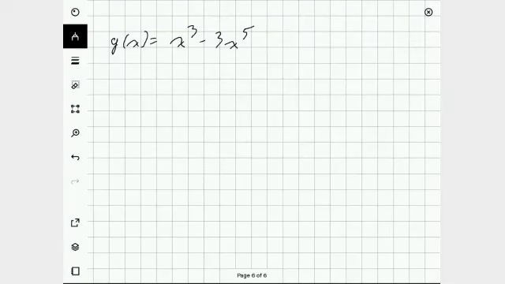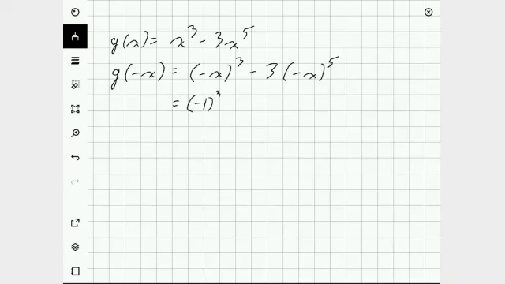If we have g of x, which is x cubed minus 3x to the fifth, we can test this the same way. Evaluate g at the opposite of x, which means we want the opposite of x cubed minus 3 times the opposite of x to the fifth power. Once again, we can use the properties of exponents. This is negative 1 cubed times x cubed, and negative 1 to the fifth times x to the fifth.